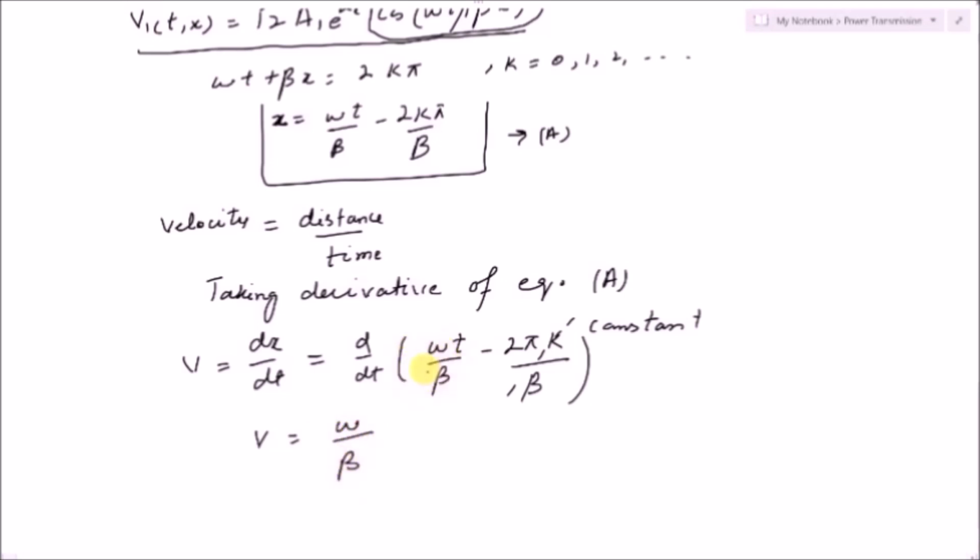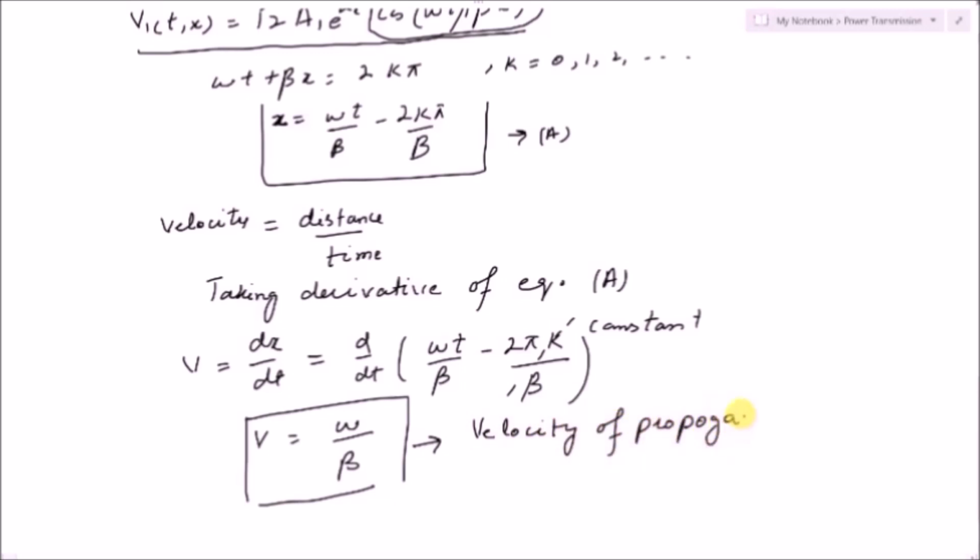So I am taking only the derivative of the first part, ωt over β. dt over dt will be 1, so ω over β. That is your velocity equation, and that is actually known as the velocity of propagation. So this is the velocity of propagation of waves. It can be a current wave or a voltage wave. So if you have to find with which velocity voltage is traveling from the sending end to the receiving end, you have to divide ω by β, where β is the phase constant and ω is 2πf.